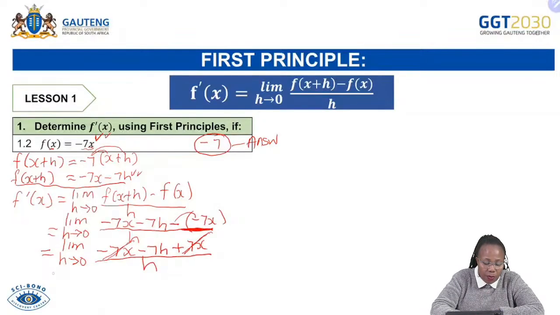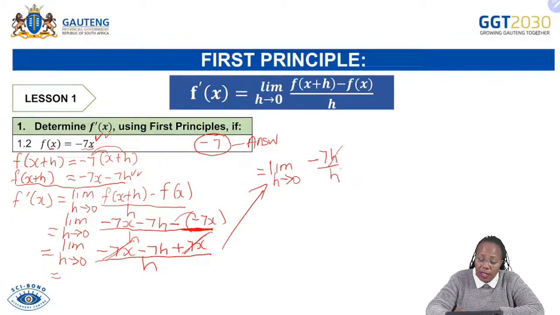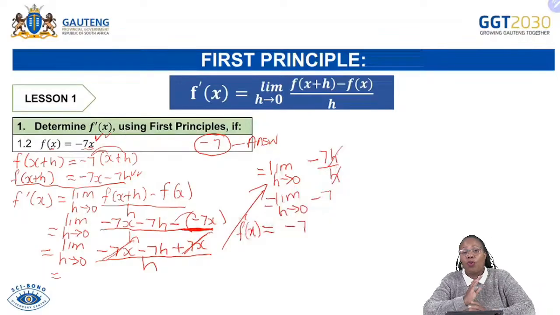Okay. So now we are left with the limit of h approaching 0. And then we are left with minus 7h over h there. Then the h will cancel h. We are left with the limit of h approaching 0 of minus 7. Therefore, our answer will be minus 7. That is f derivative of x. Ensure that at the answer you do not write the limit on your answer, grade 12. It's only minus 7 there.